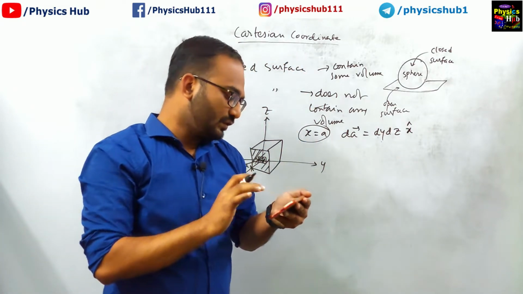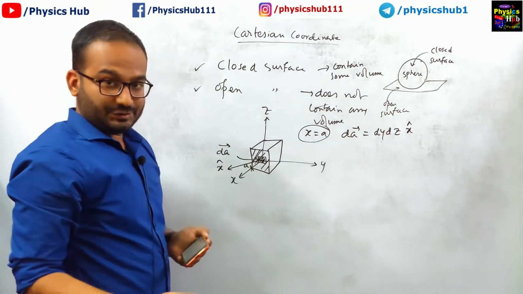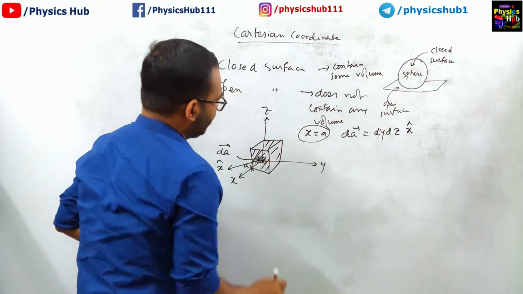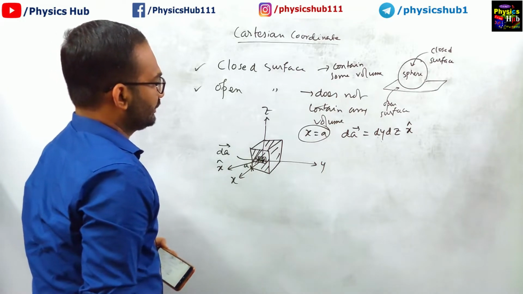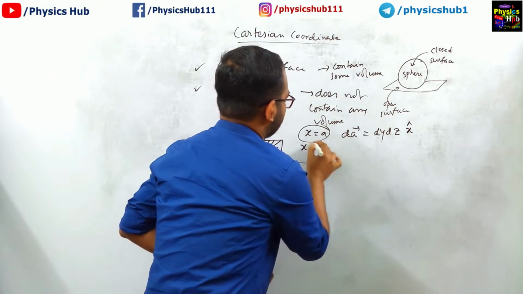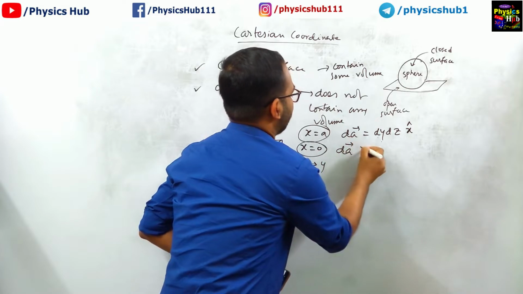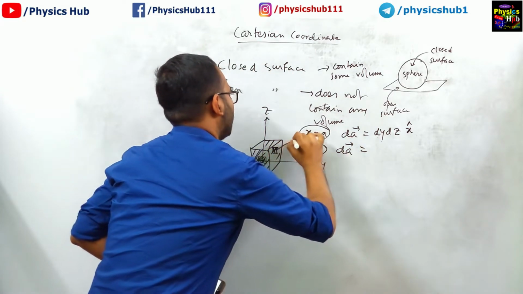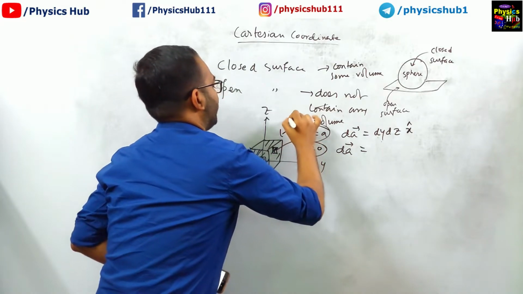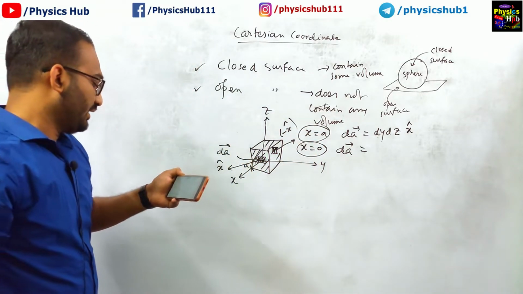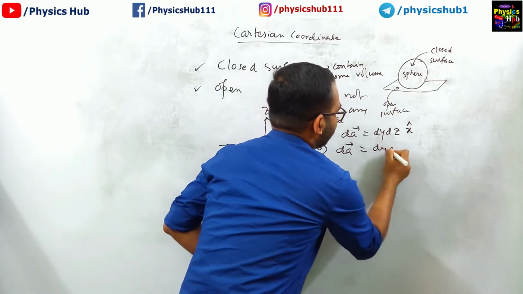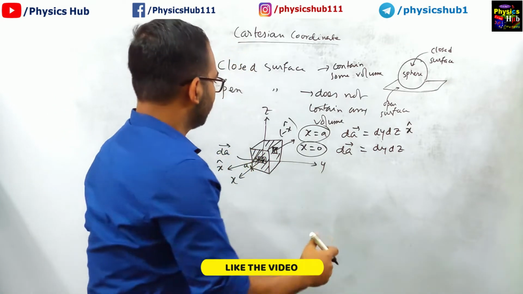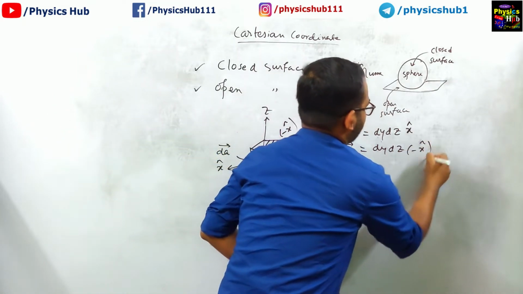Fine. On the other hand, if you consider the x is equal to 0 plane, the origin, so this is the x is equal to 0 plane. Here, how can we represent an infinitesimal area dA? If you consider this, the outward drawn normal will be along the opposite direction, along the negative x cap direction. So dA will be dy dz. The magnitude of area is the same, but the direction is opposite, minus x cap.